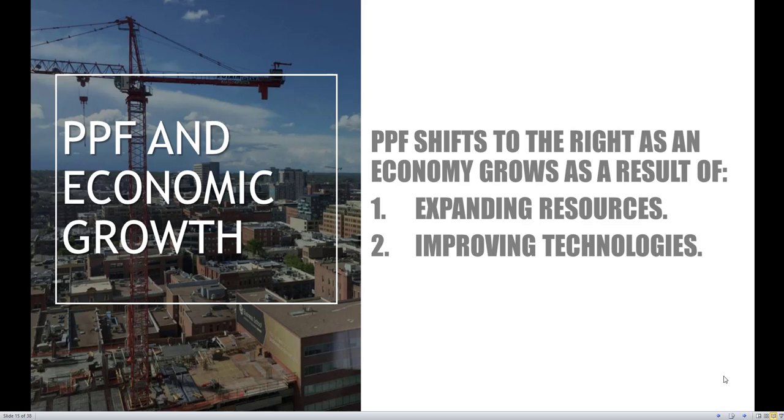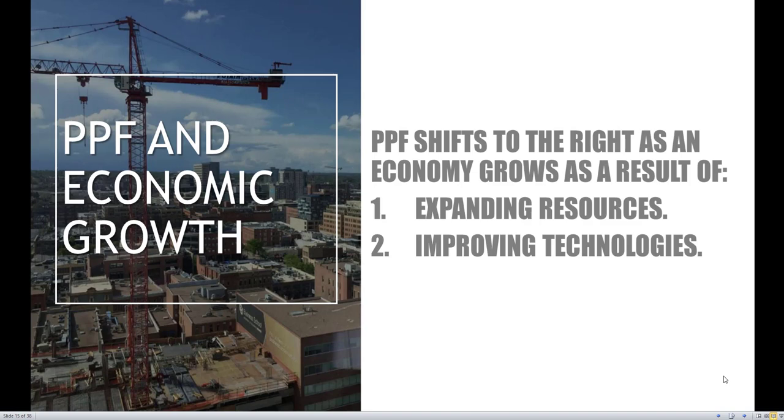Before we can talk about trade and specialization, let's go ahead and see how the PPF can actually shift. And the PPF can shift in two directions. It can shift to the right or it can shift to the left, and they mean two different things for the economy. First, let's see what happens if the PPF shifts to the right. If the PPF shifts to the right, this is going to indicate some type of economic growth happening within the economy, and it can occur for two particular reasons.